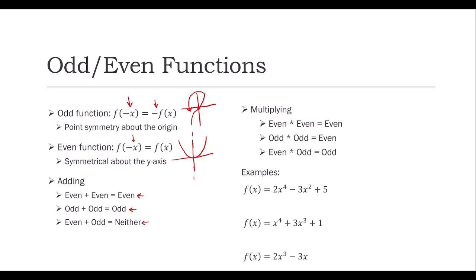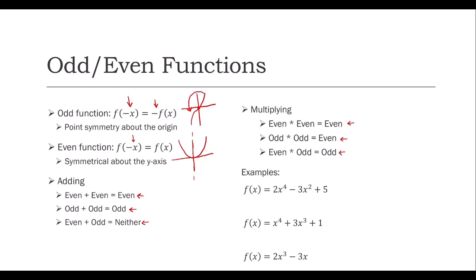When you multiply the functions, if you multiply an even and an even, it'll be even. If you multiply an odd and an odd, it'll still be even. And then if you multiply an even and an odd, that's when it will be an odd function.